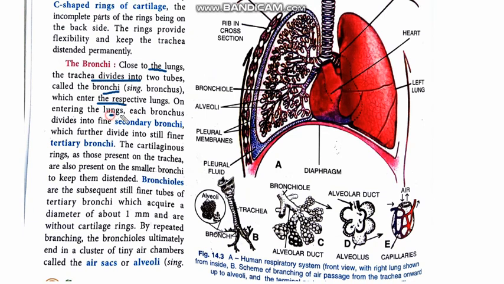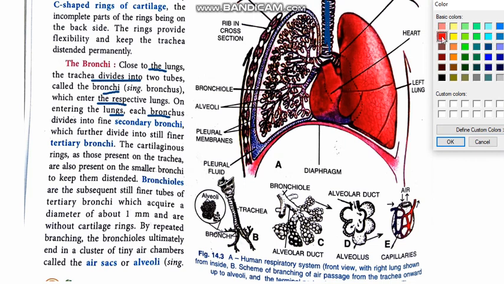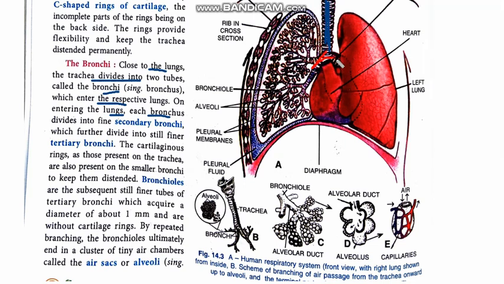Okay, on entering the lungs, each bronchus divides. See, this is our trachea, and it is divided into two bronchi, and these bronchi are divided into secondary bronchi on each side, but I'm drawing at one end. Okay, at one side. So they are divided into secondary bronchi, then they are divided into tertiary also, secondary, tertiary. After tertiary, they are divided into bronchioles, and then bronchioles are divided into alveolus.